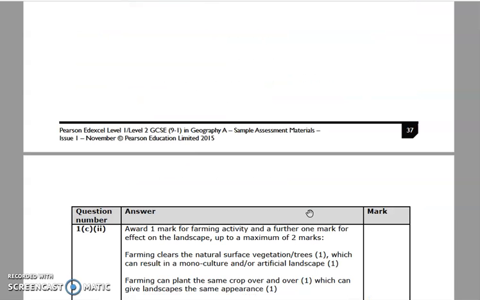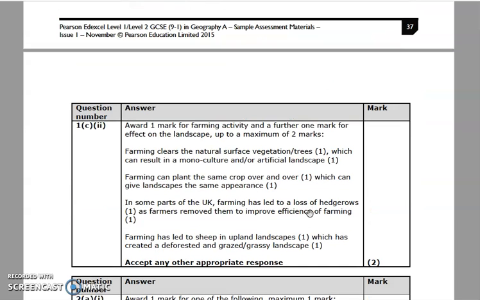And then finally, as we look through here, we can see it says award 1 mark for the farming activity and a further mark for the effect on the landscape. So we can see the mark scheme has these clear marks given for these short answers. So it may be clearing the natural vegetation or surface, which can lead to an artificial landscape. It can plant the same crops in different fields, which gives the landscape the same appearance. So very simply, giving 1 mark for the farming activity and 1 mark for the change that it causes to the landscape. So this was a very simple one.